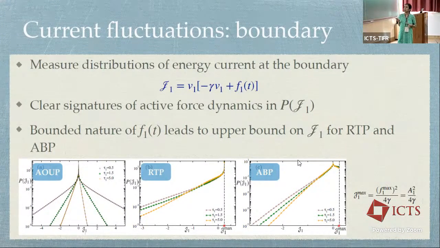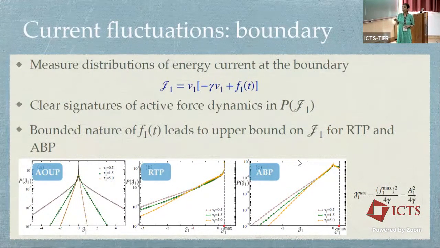So we have the active force here directly, and it turns out that yes, it does. So for AOUP, of course, again, everything is Gaussian. There is no problem. It's exactly the same as what we expect. For RTP and ABP, however, the boundary current distributions are very, very different.